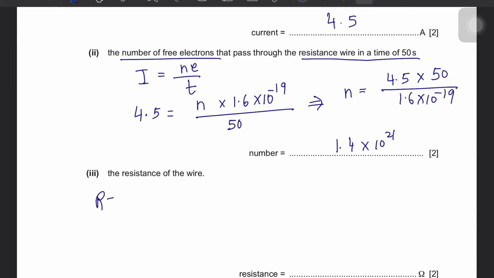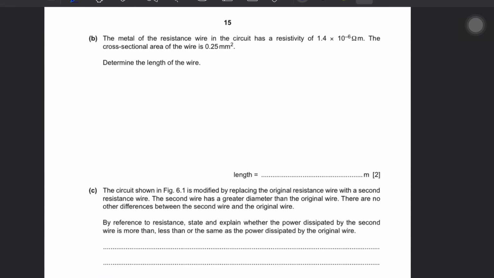Next, the resistance of the wire. Resistance is defined as voltage over current. So voltage is given to us as 8, current we have calculated as 4.5, which will come out as 1.77, and again we'll round it off to 2 SF, it will become 1.8.